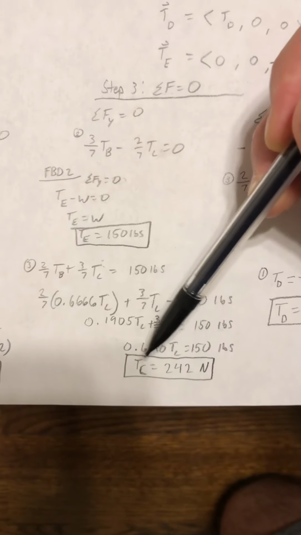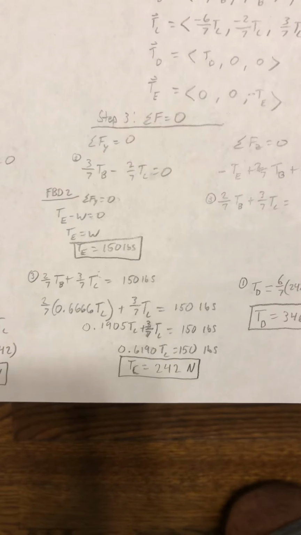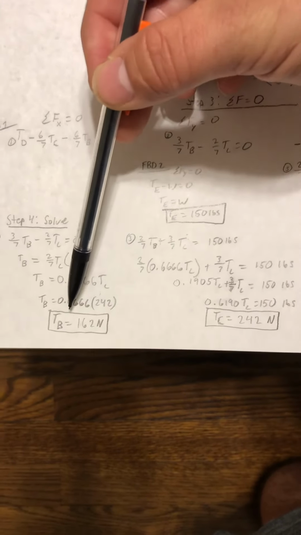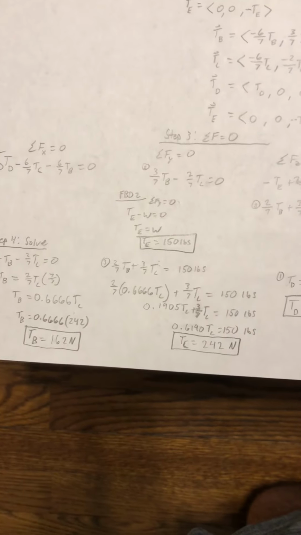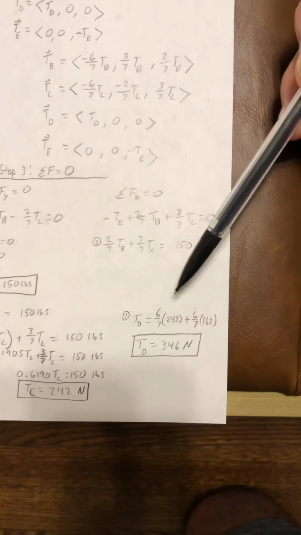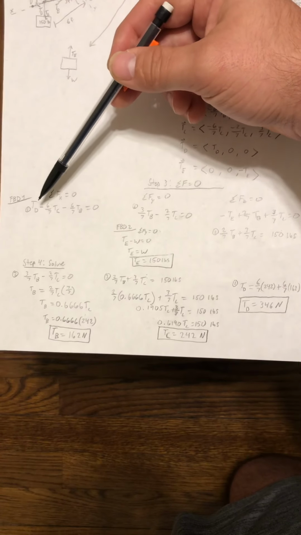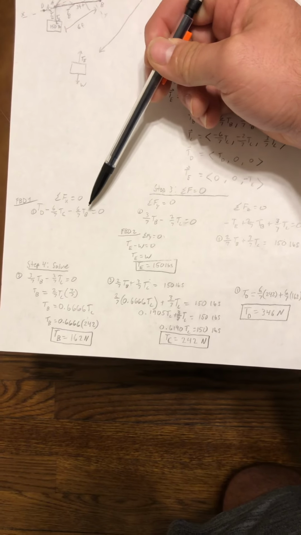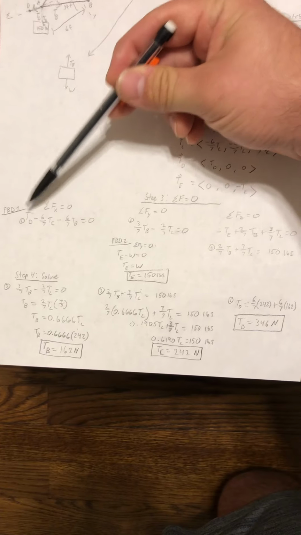Simplified that and solved for TC equals 242 newtons. So that will help us to get TB. We can go back to this equation and plug the value for TC in right here, and it gives us TB equals 162 newtons. Now we have TB and TC, and so we can go to this first equation right here, and we have TD minus 6/7 TC minus 6/7 TB equals 0. Well, we know TC and TB, so we're just solving to get TD.